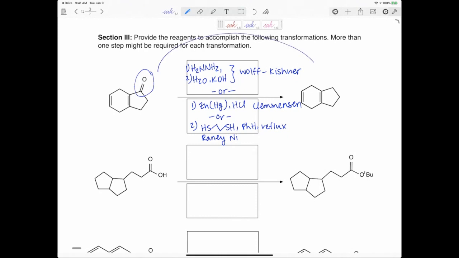And the reason I put this here on this study sheet was because people were saying I could use H2 and Pd/C. Well, that's not possible, right? So please don't do that.